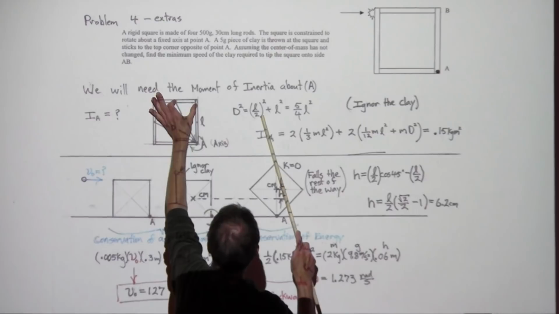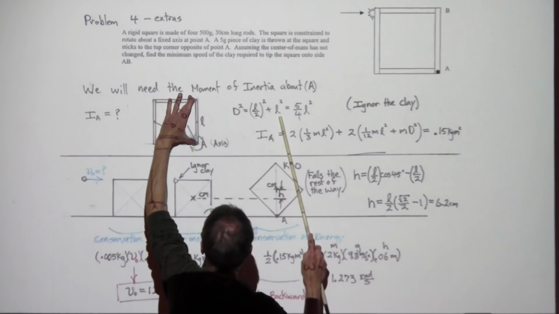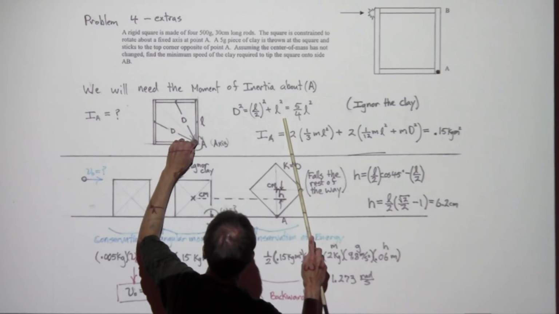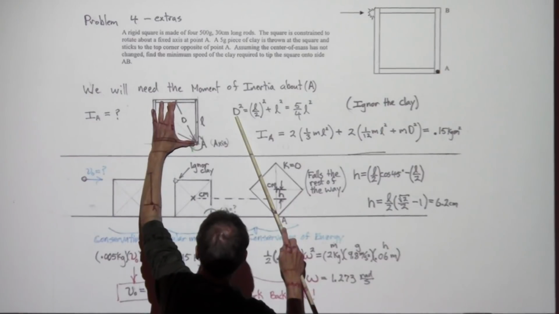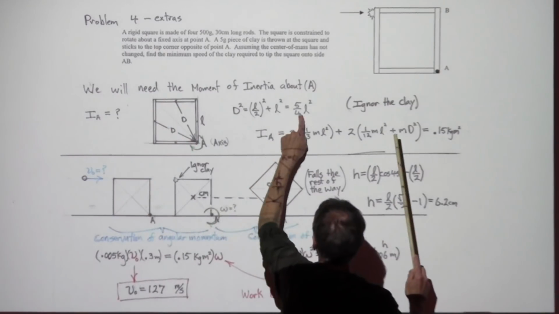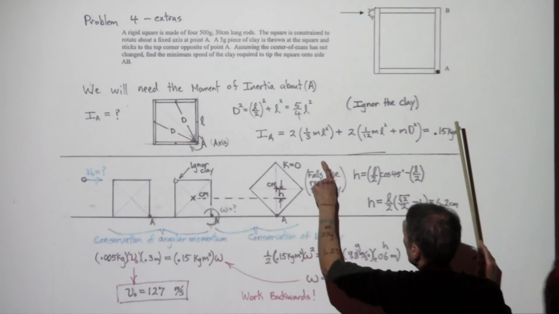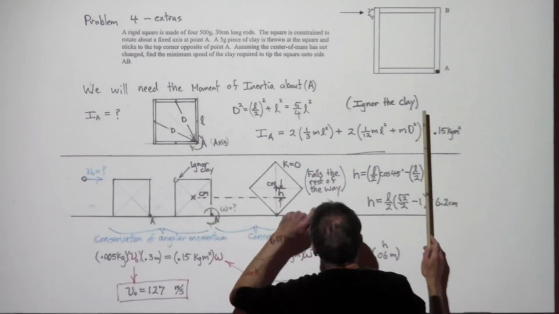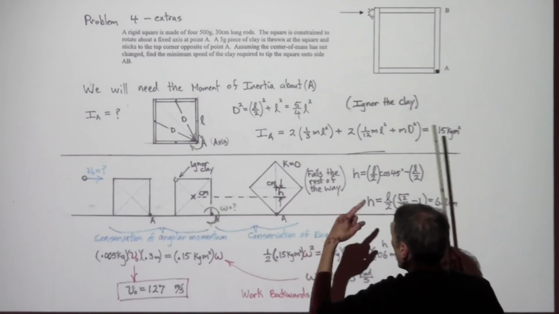This is going to be (L/2)² + L² by the Pythagorean theorem, equal to D². And you can come up with that in relation to the length of that stick. Then we're going to add these up.